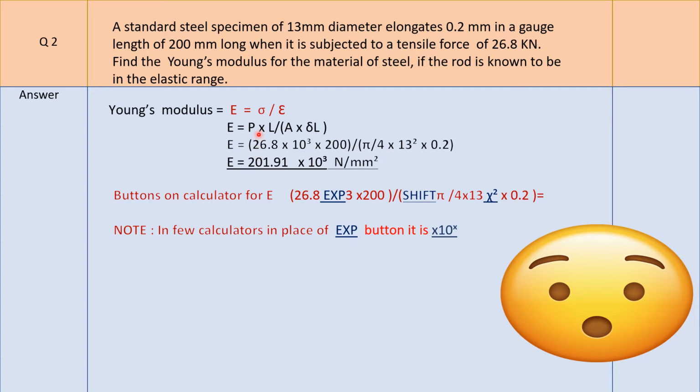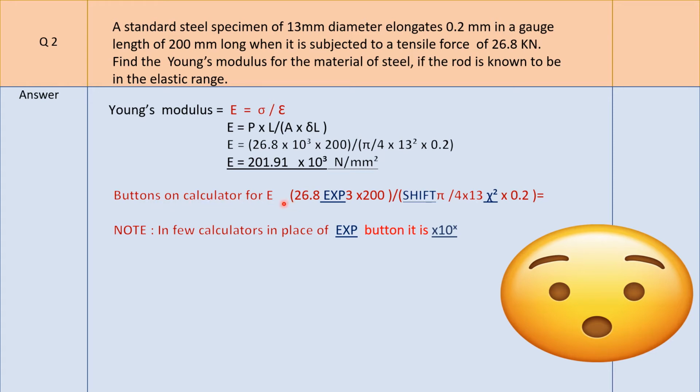P is 26.8 kilonewton. So 26.8 into 10 raised to 3 in Newton, into length 200, divided by, now area, 13 mm diameter, so pi by 4 into 13 square, into the elongation delta L, which is 0.2. Substitute 0.2, put the bracket in the numerator as well as for the denominator, and then do the calculations.